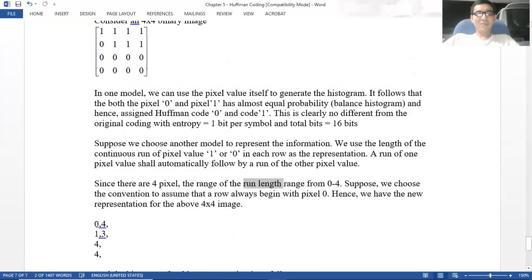Okay, 0 run of 0, so no 0, and then 4 run of 1, so 1, 1, 1, 1. And then 1 run of 0, so 0, and 3 run of 1, so 1, 1, 1. And then 4 run of 0, and then the fourth row, 4 run of 0. So you can decode by using this. This is another representation of the image in terms of run length. Okay, no more code with gray level, but with run length.